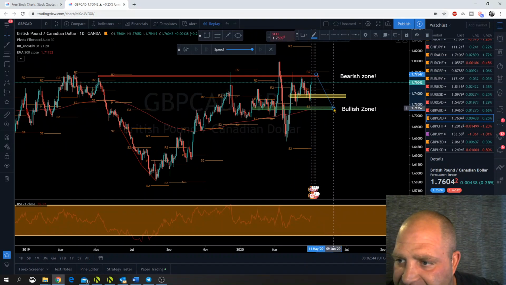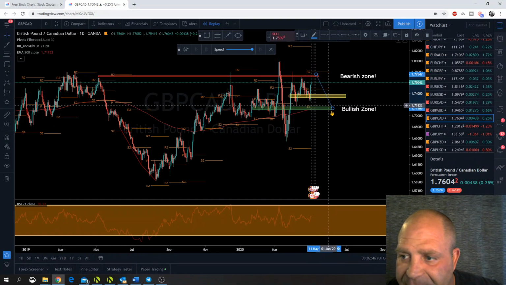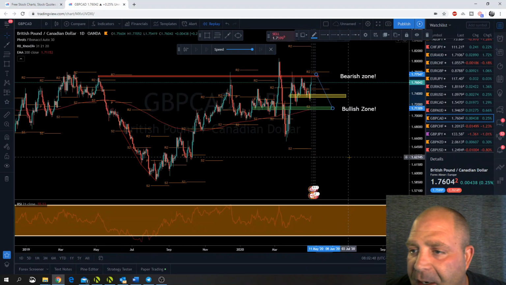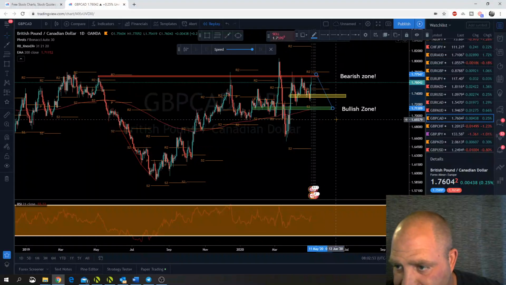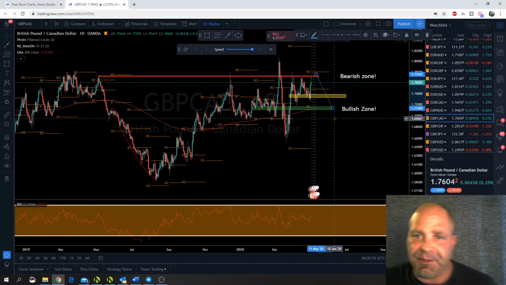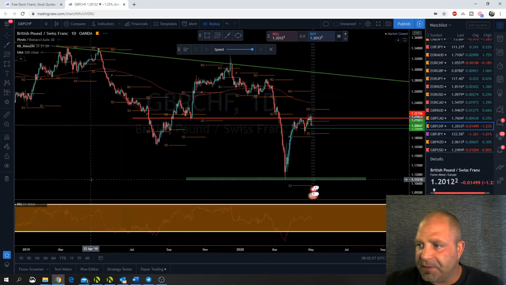This could be a TP2. This could be a perfect trade for the whole week. Take some of your profit here, move your stop loss to break even. However you manage your trades, it's a good one.